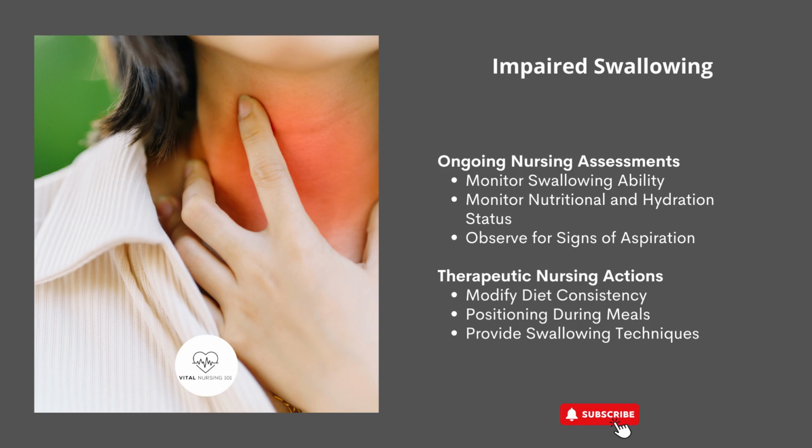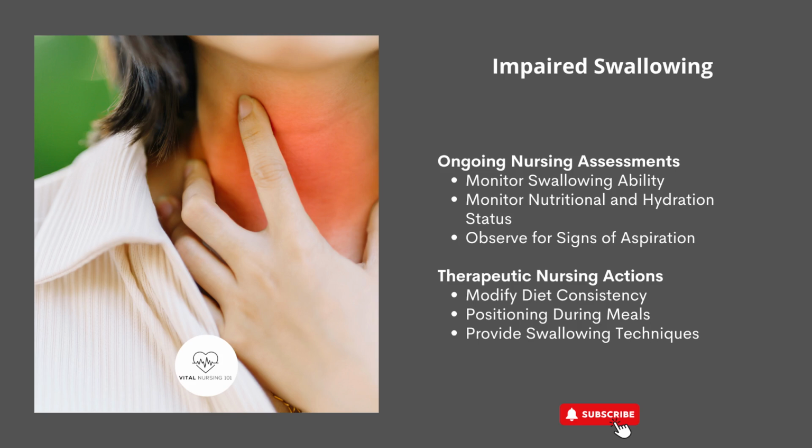Now let's go over therapeutic nursing actions and why they are done. Modify diet consistency. Collaborate with a speech-language pathologist to determine appropriate diet consistency, such as pureed foods and thickened liquids. Tailored diet modifications help reduce the risk of aspiration and make swallowing safer.